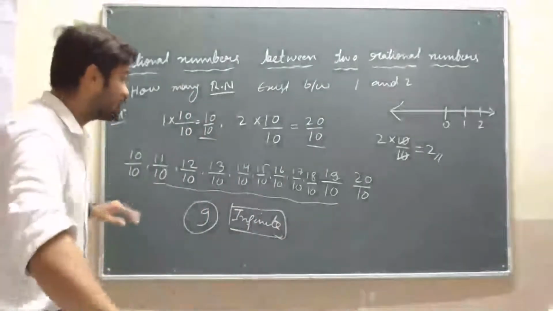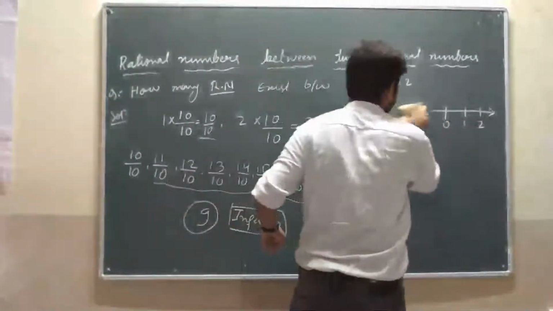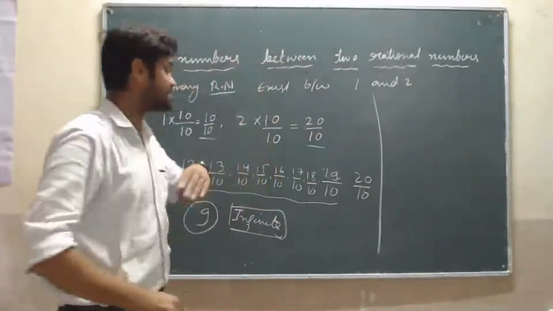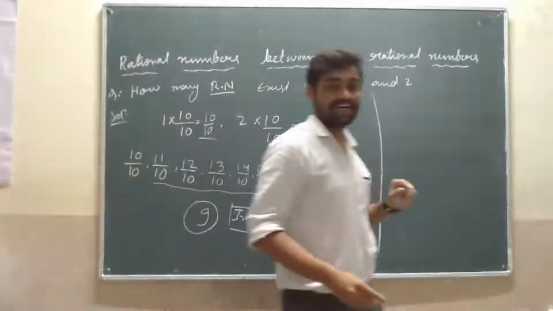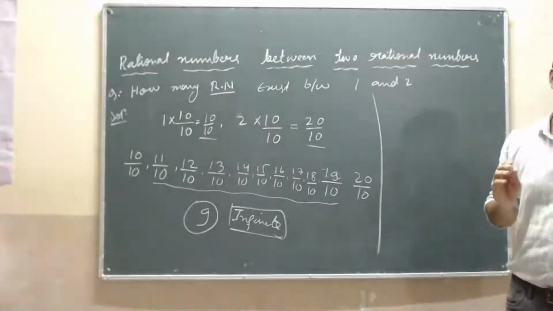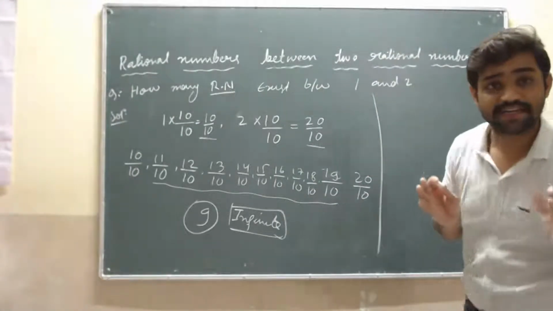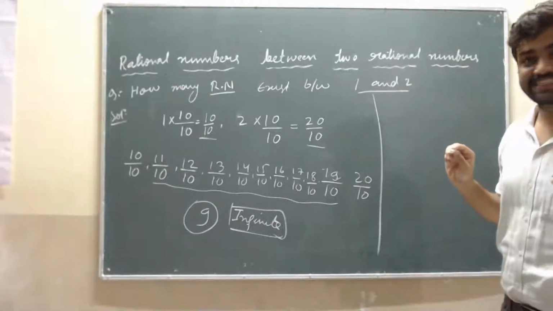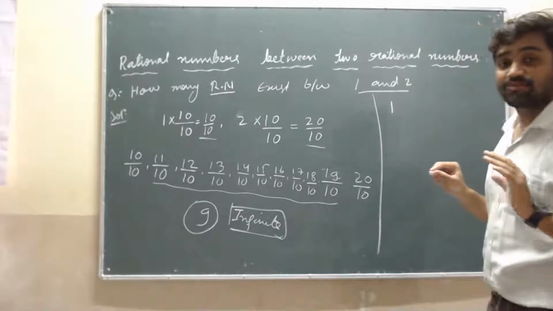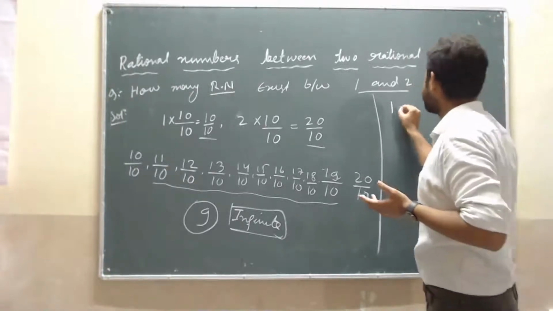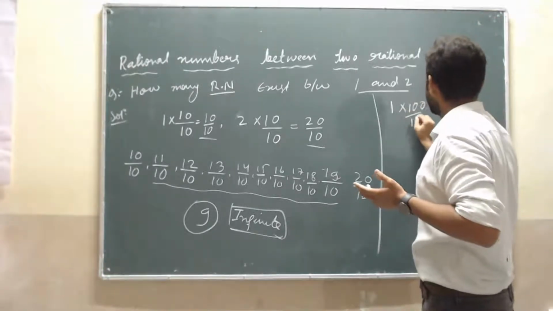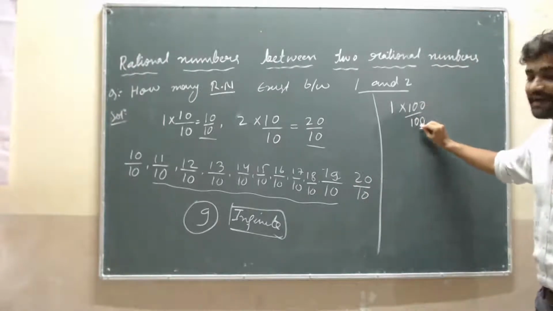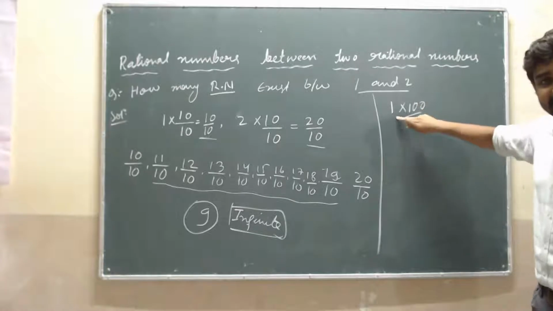Again, I will explain you. See here. Not only 9, we have many. Suppose, what is the question here? Between 1 and 2, we have to find the rational numbers. Very easy concept is there. Don't worry. Between 1 and 2, we have to find out the rational numbers. See, we can write 1 as 100 by 100. Agree, sir? Because multiplying and dividing by the same number, we will get the same number.